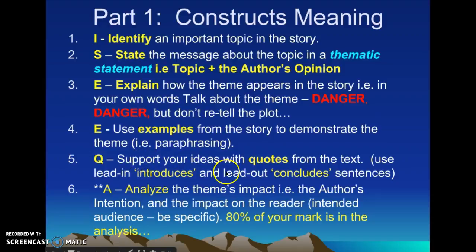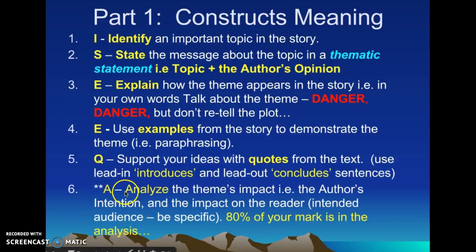As you see here. Support your ideas with quotes from the text. Remember, use lead in and lead out. A quote isn't strong enough to stand on its own. We need our words to back it up. So you can either introduce: in this quote, you will see blank demonstrated. Put in your quotation, and then conclude: from this quotation, we can reveal that the meaning is such and such, okay?